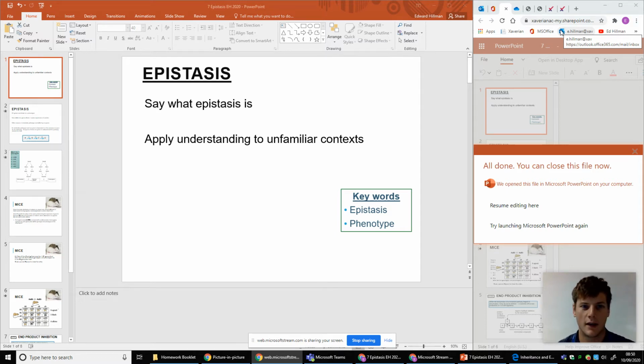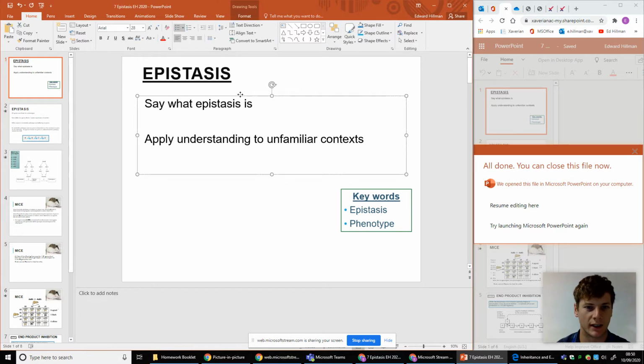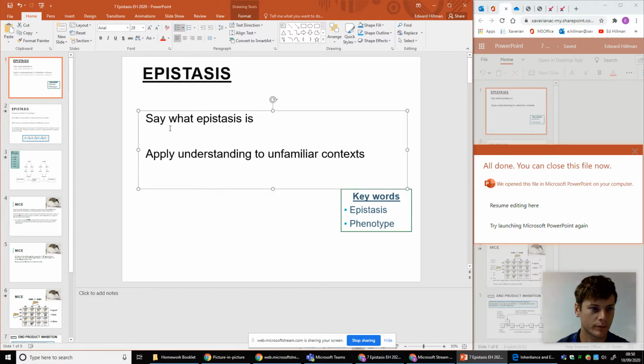Okay, then this is a quick session on epistasis, a type of inheritance or pattern of inheritance that involves two or more genes contributing to a phenotype. Okay, so we'll say what it is. I'll give you a bit more of a definition there, and apply the concept of epistasis to some unfamiliar contexts.